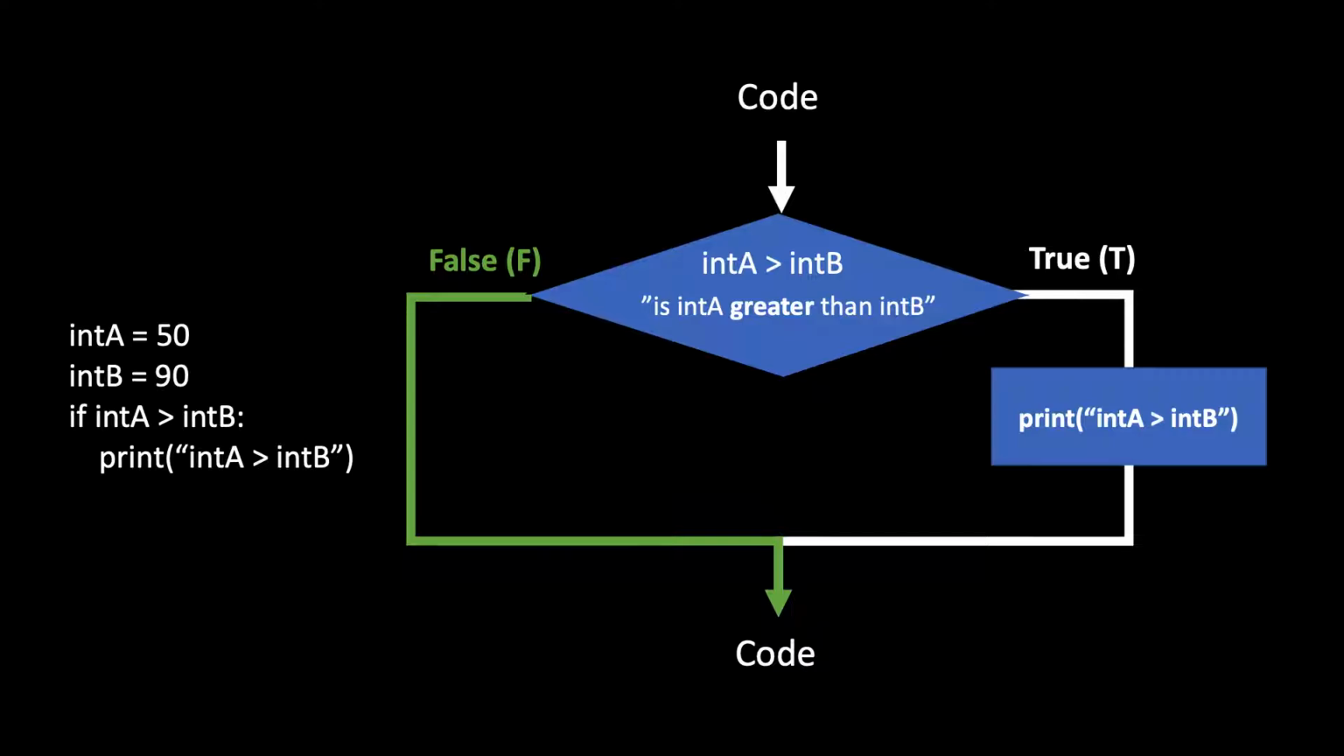If we look at our Python code, the only time that print statement in the 4th line will ever be run is if that condition is true. And because it's not true, it's false, it just ignores it. In other words, code execution will continue below this if statement.